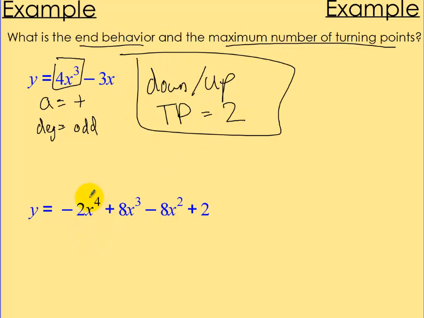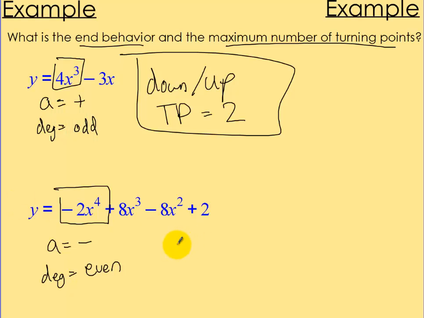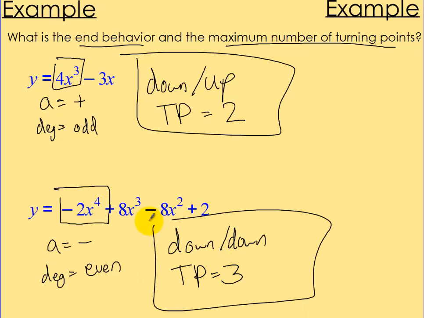Next one. All right, so we have our a in this case. This is our highest degree term. So your a is going to be a negative number because it's negative 2. And the degree is going to be even because it's 4. So if a is negative and the degree is even, it's going to be down and down. So my end behavior is down and down. And the maximum number of turning points, since that's a degree of 4, is going to be 3. All right, that's it.